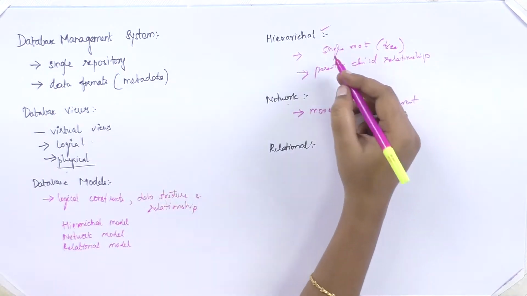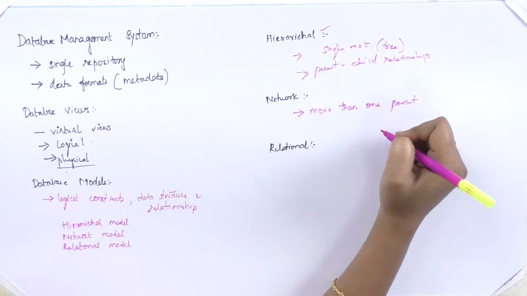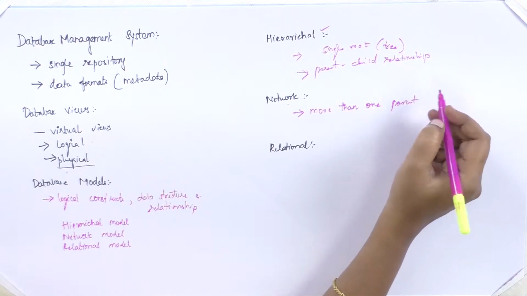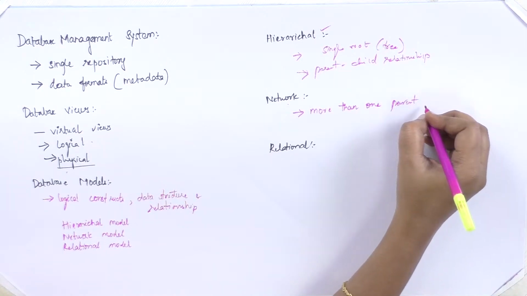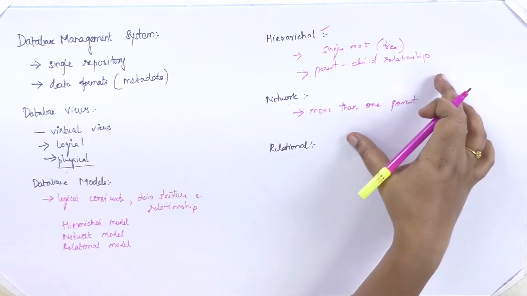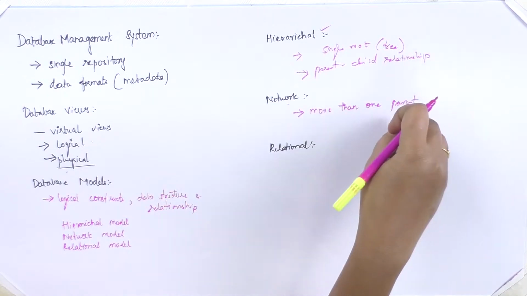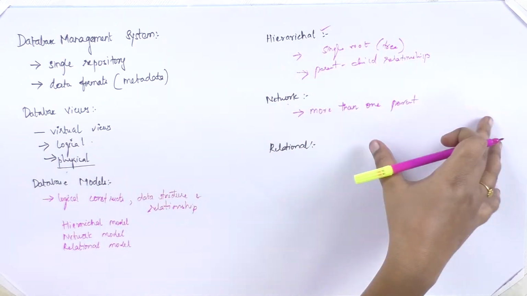Network model is similar to the hierarchical model. Here you will have more than one parent. So if you have more than one parent or more than one root for a directory or a database, then that model is called a network model.